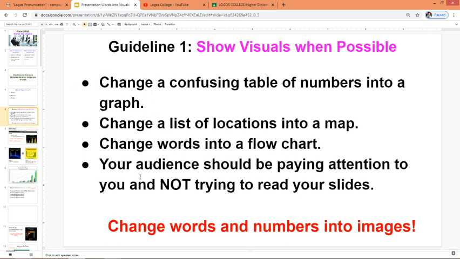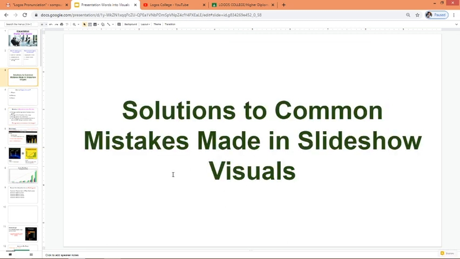When should we use visuals? Why do we use visuals? Visuals are important because they're there to help you present to the audience. But at the same time, your audience should be paying attention to you and not trying to read your visuals, your slides. So we talked about solutions to common mistakes, right?